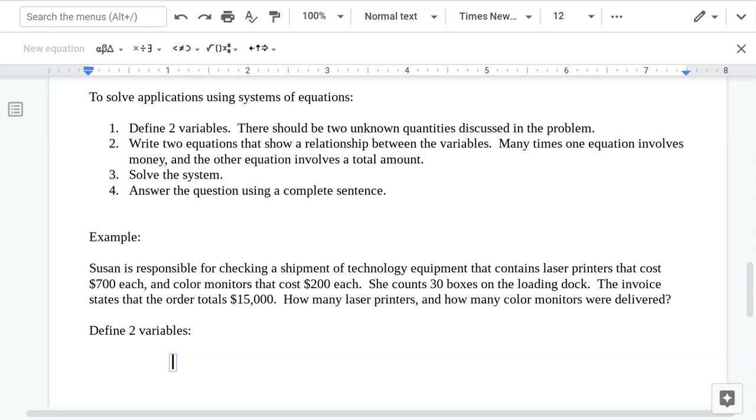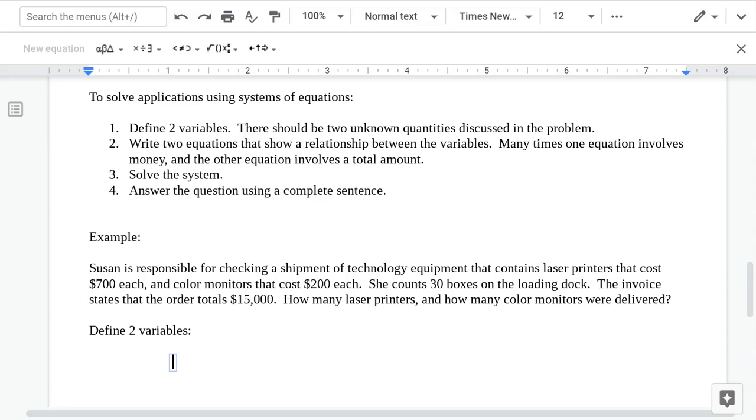But the idea with an application that involves a system is we have to know what our variables are. That's probably the most important thing we can do, figure out what are the two quantities that we're discussing. These quantities are things that can change, where one will depend on the other, maybe, or they're just two unknown values that we have. So generally, what we need to do is read the problem carefully. A lot of times, these variables are going to be mentioned in a question. We'll see that coming up as well.